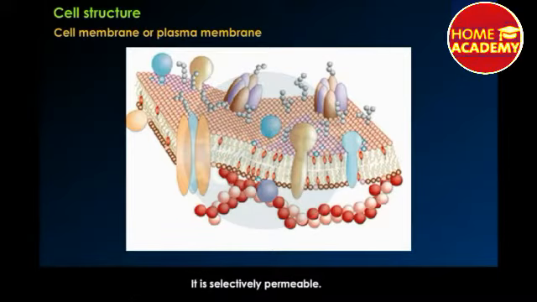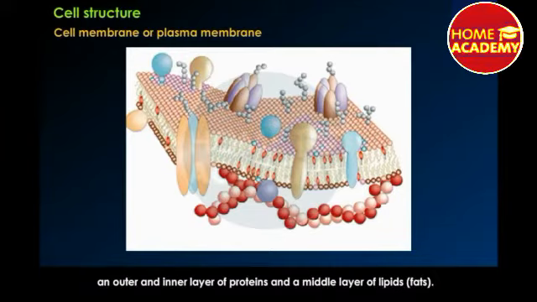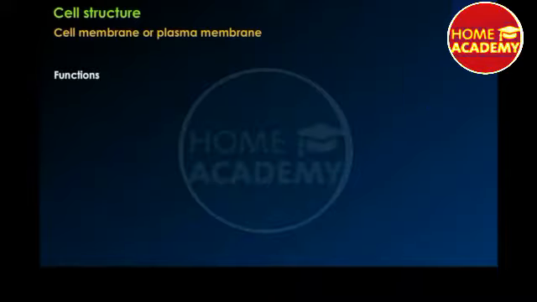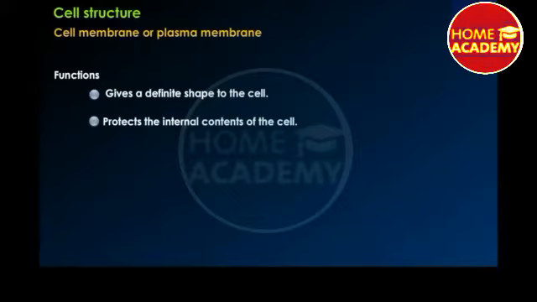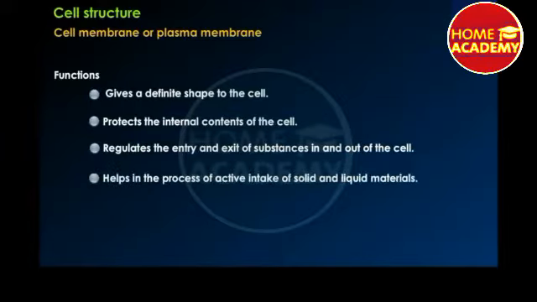It is selectively permeable. The cell membrane is made up of a three-layered membrane: an outer and inner layer of proteins and a middle layer of lipids, fats. Functions: gives a definite shape to the cell, protects the internal contents of the cell, regulates entry and exit of substances in and out of the cell, helps in the process of active intake of solid and liquid materials.